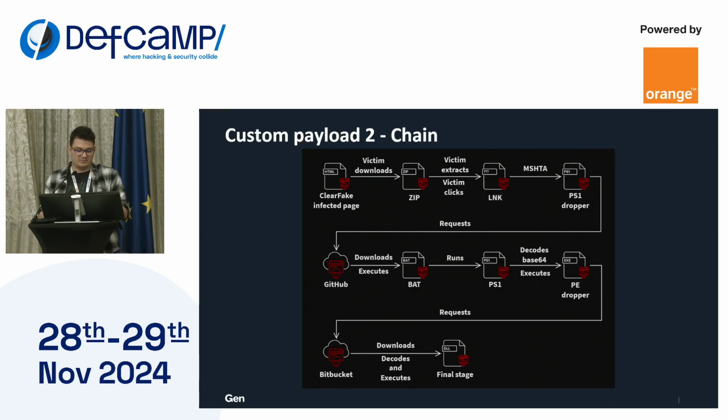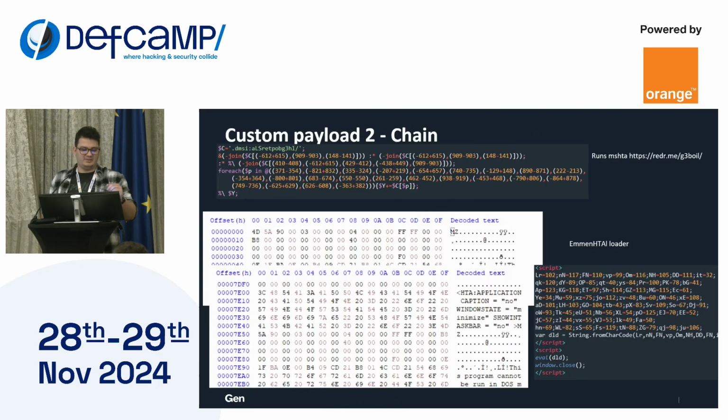which leads to a PowerShell dropper, which drops a bat file from GitHub, which then runs a PowerShell, which decodes itself into a PE file. That PE file, again, we'll see, downloads, decodes and executes some shellcode from some other PE file from Bitbucket, and that will be injected in the process and be the end stage malware. Okay, so this was the PowerShell script extracted from the LNK file.